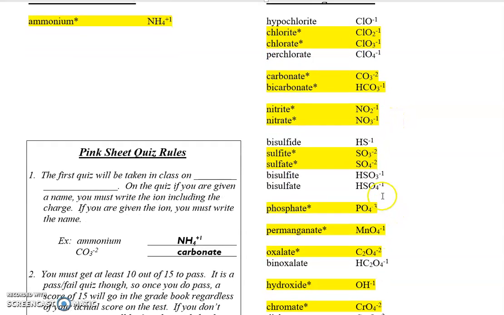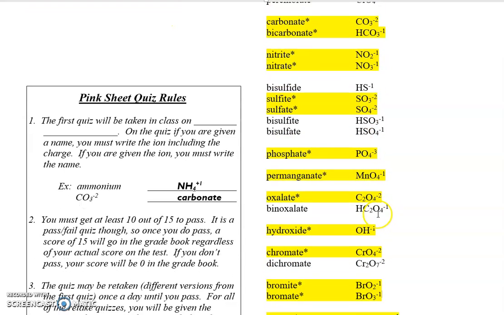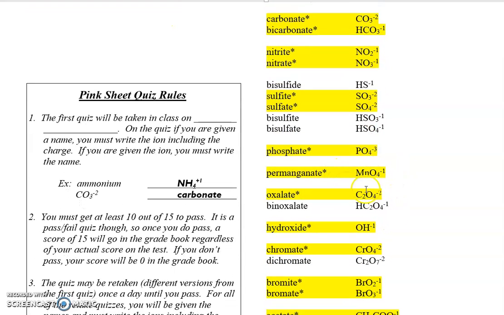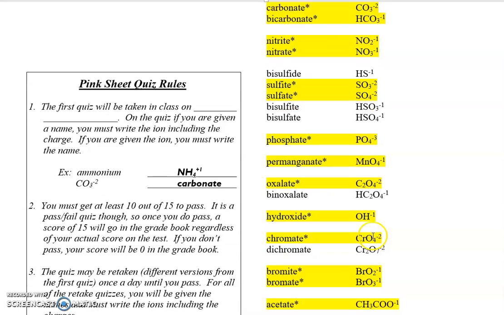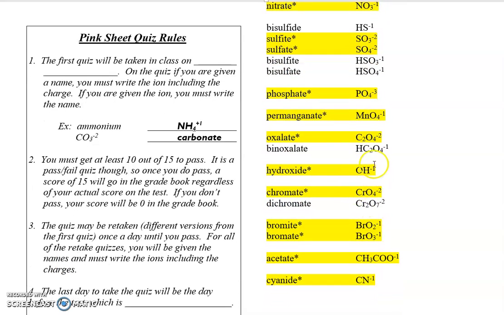Okay. Phosphate is the only -3. Okay. Permanganate's kind of a weird little one. Oxalate's kind of a weird one. So notice their differences, notice their similarities. Hydroxide, cyanide, these are the only 2 that don't have any subscripts. So the numbers below, just OH, 1 of each, CN, 1 of each.